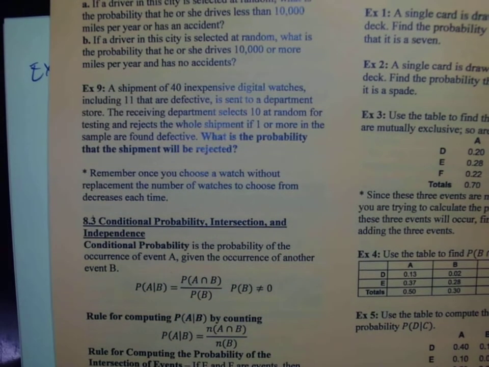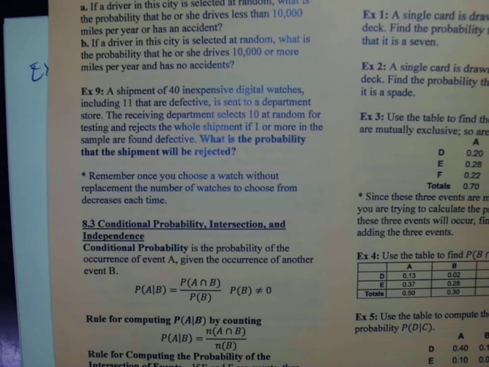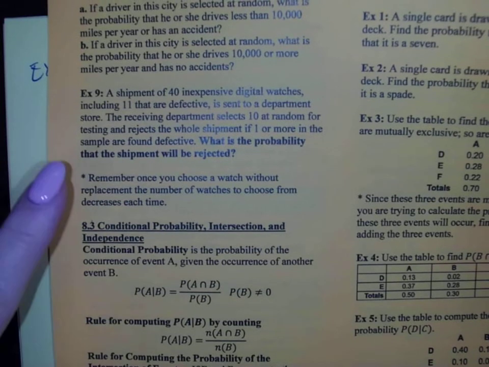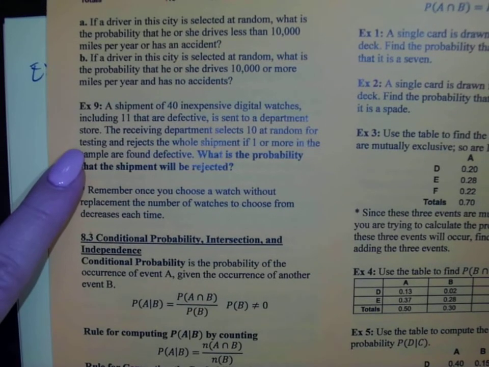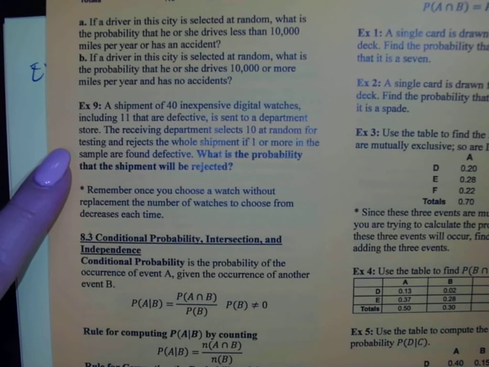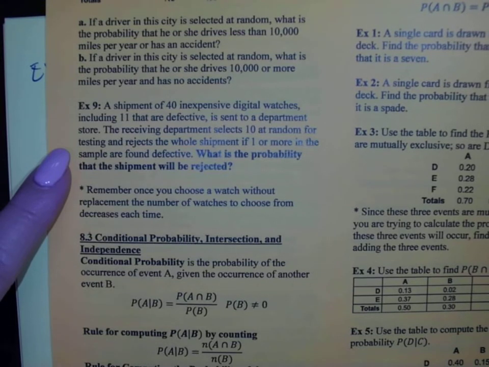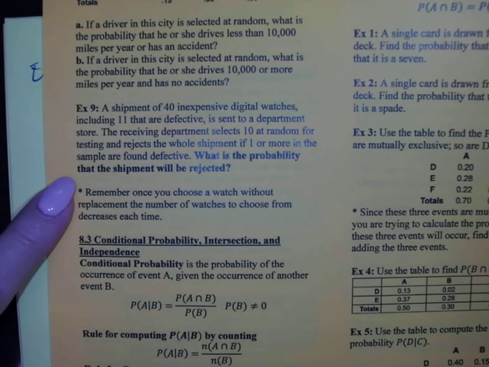So for example 9, we are looking at a shipment of 40 inexpensive digital watches, including 11 that are defective. It's sent to a department store. The receiving department selects 10 at random for testing and rejects the whole shipment if one or more in the sample are found defective. What is the probability that the shipment will be rejected?